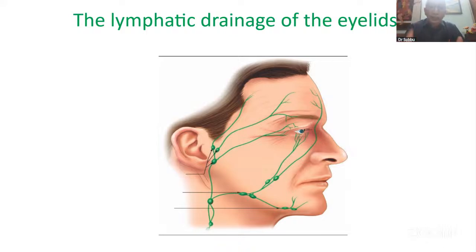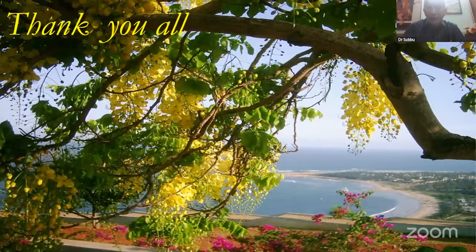When you see a patient with a lid tumor, your hand should automatically go to palpate the pre-auricular lymph nodes and submandibular lymph nodes. That is very, very important. Thank you all for listening to me for this 1 hour. And if you have any doubts, anything, I'll be more than happy to try to clear them. Thank you.